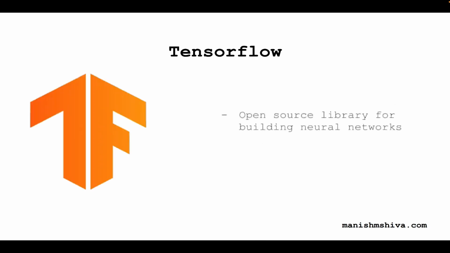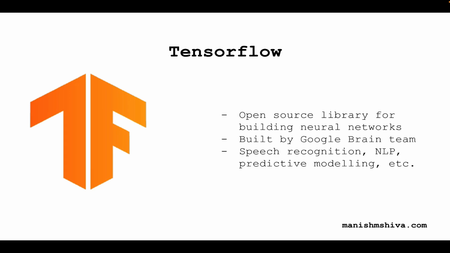TensorFlow is an open source software library for building deep neural networks. Google Brain Team was the one who built it, and it is now the most popular deep learning library in the market today. You can use TensorFlow to build AI models including image and speech recognition, natural language processing, and predictive modeling.